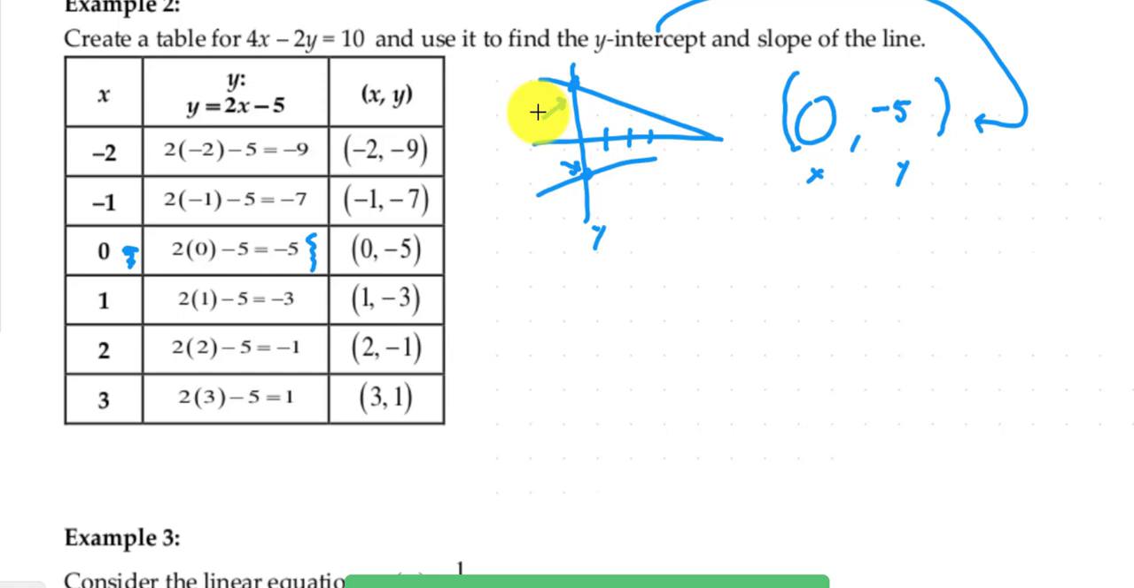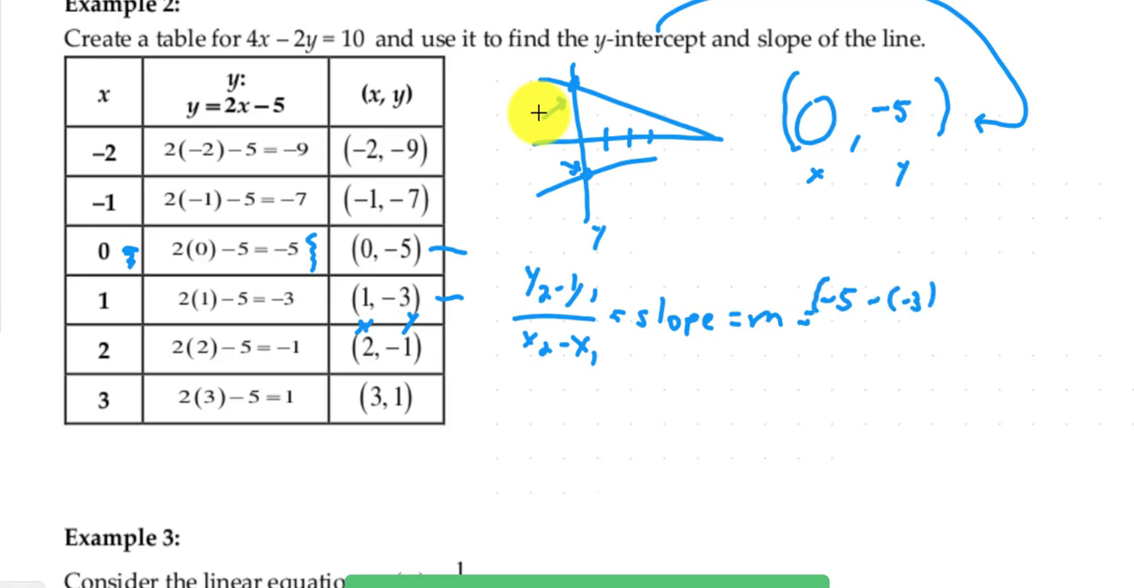And then for the slope, we know that y2 minus y1 over x2 minus x1 is our slope, which is m. So let's pick 2 points. I will pick this point and this point. Remember, if this is my x and this is my y, we subtract the y's. So I could do -5 minus, you've got to be careful there, it's -3, so it's minus -3. I almost made a mistake there. And that's going to be over 0 minus 1. So this becomes -2 over -1, which equals 2. Negative over negative is positive. So m equals 2.